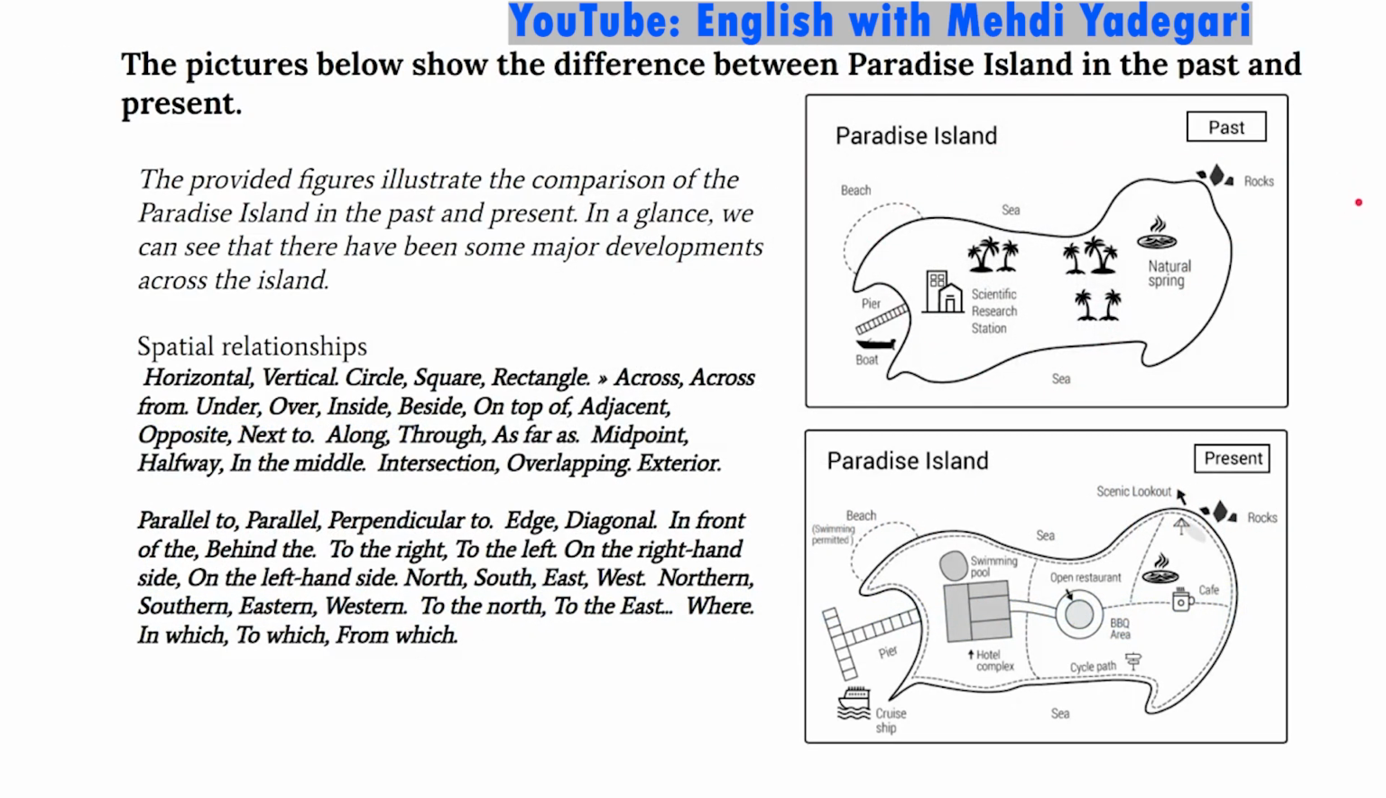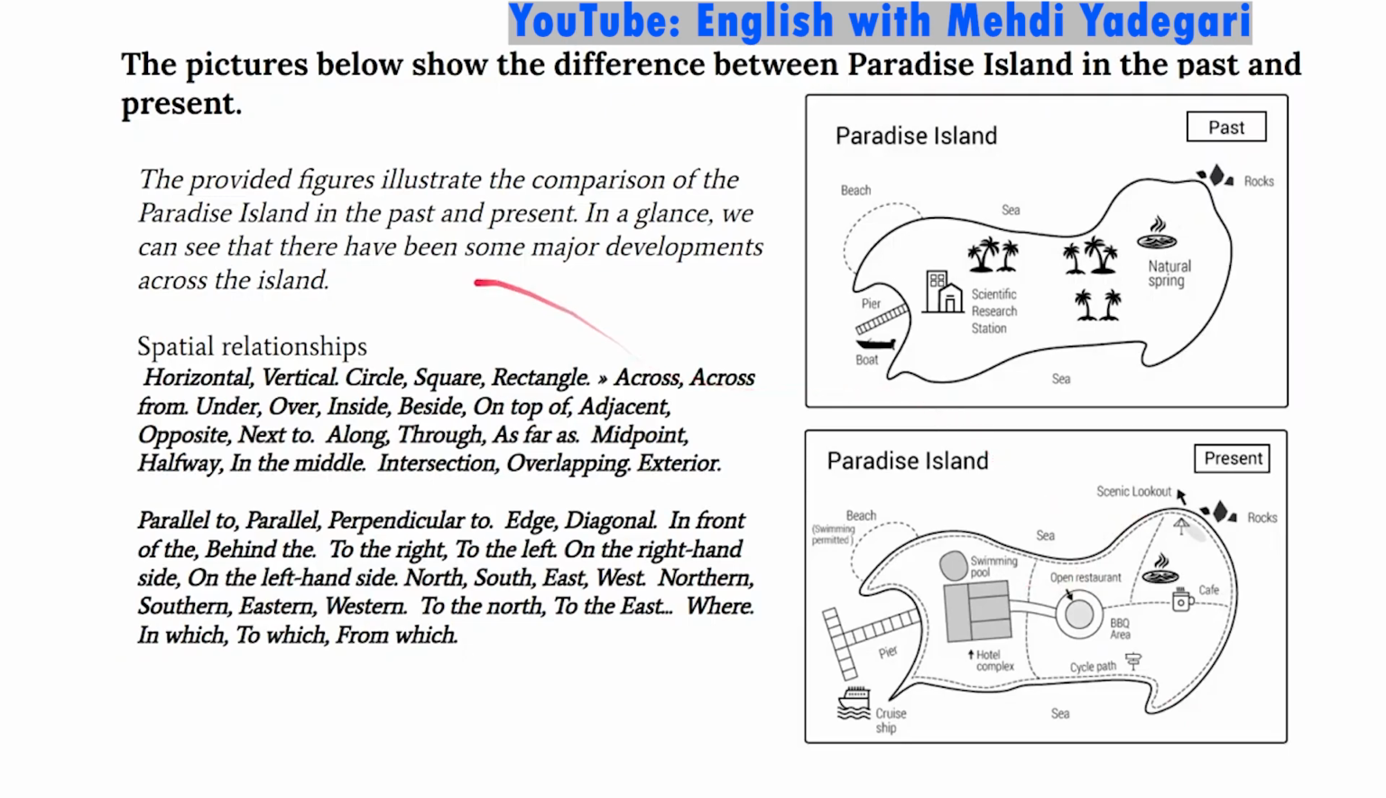So there's another picture here with another prompt, and you can see the prompt says the pictures below show the difference between Paradise Island in the past and present. So Paradise Island in the past, whenever that is, and present. You can see that a lot of changes have happened, and a lot of constructions have been built. Some of them have been demolished. A few things have remained the same.